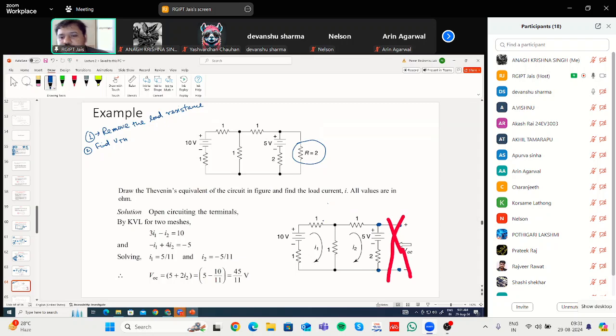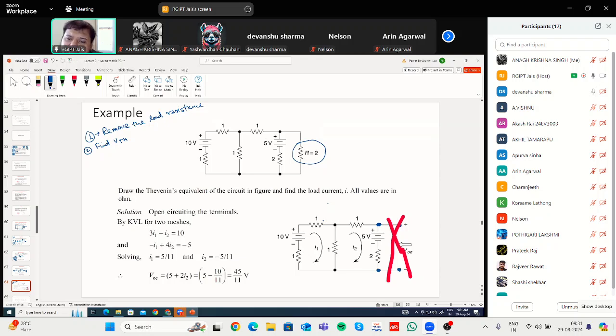In this circuit, you can use mesh analysis. That means you can clearly identify two meshes, mesh 1 and mesh 2. Then what is the first step of mesh analysis? You have to consider some kind of an unknown current for each and every mesh.